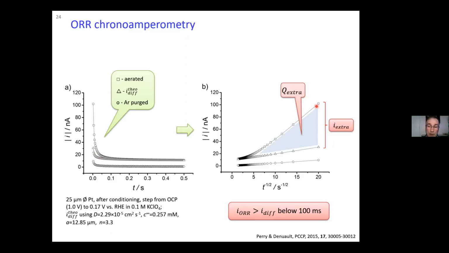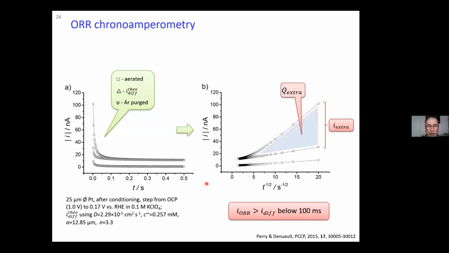And you can see that the experimental current, which is here, is a lot larger than the predicted current. So I'm going to call that the extra current. And if you look at this region, we could call this the extra charge if you want. If you perform the experiment in absence of oxygen, so with argon, for example, this is the background current that we're getting here. So essentially, below 100 milliseconds, the experimental oxygen reduction current gives a lot of extra current, which is not accounted for by mass transport.